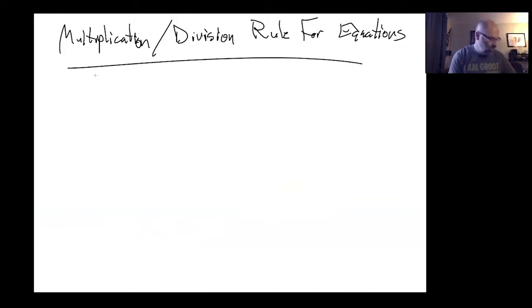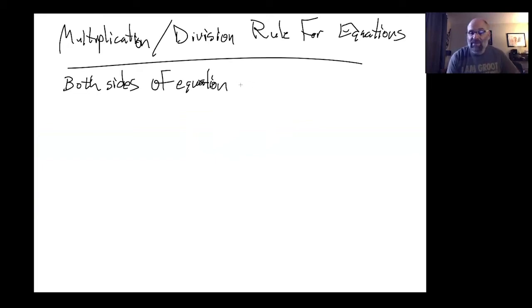Let's look at, first of all, let's do the multiplication rule. And we're going to say division rule. Multiplication and division rule for equations. Okay. So both sides of an equation can be multiplied or divided by the same number without changing the solution.